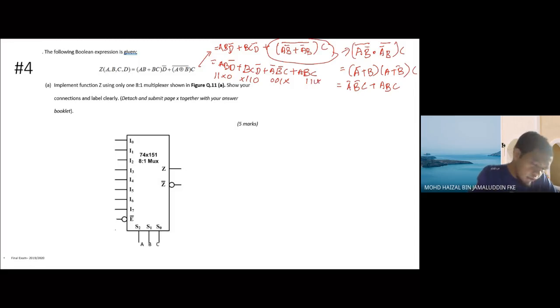Okay, so now you know that. So we put everything in the truth table.